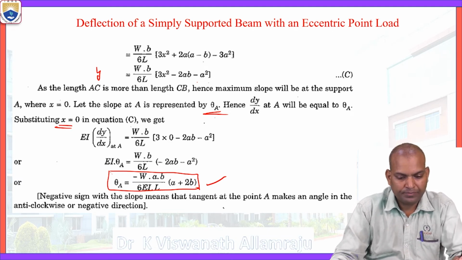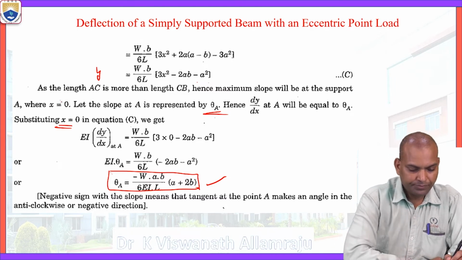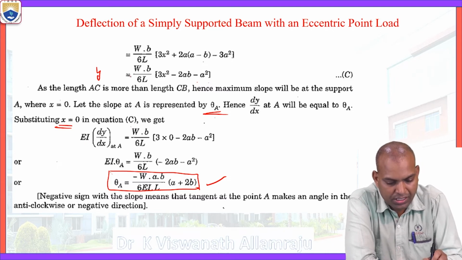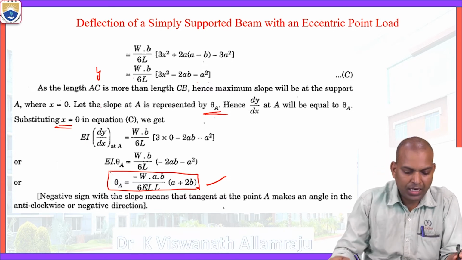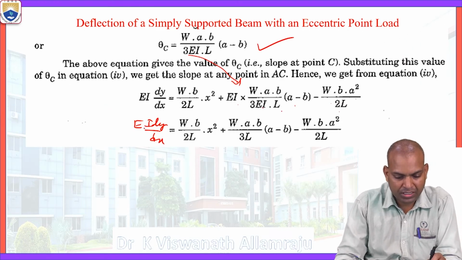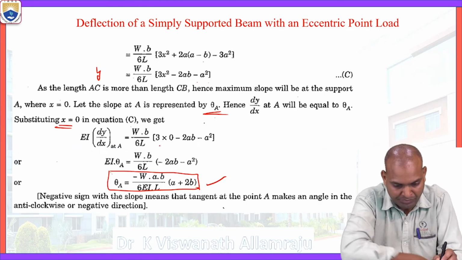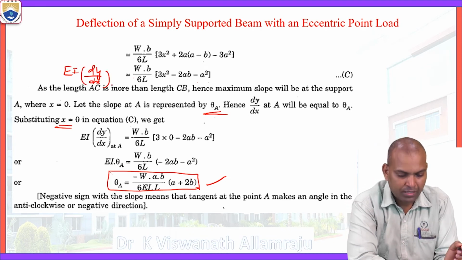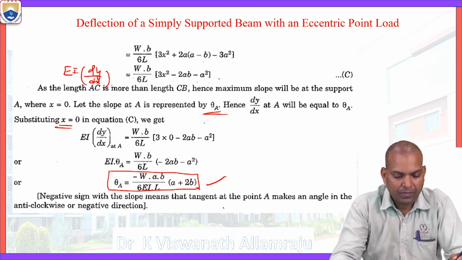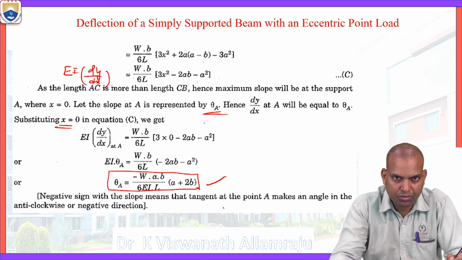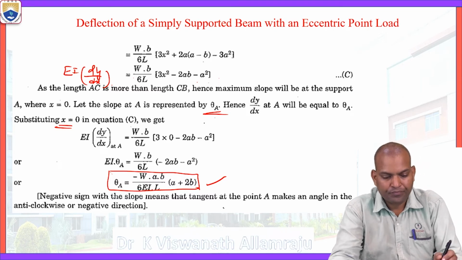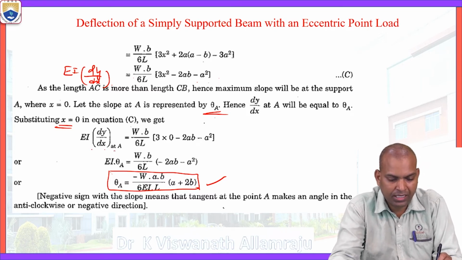How did we get it here? Again, EI, equation C is here. That is EI into dy/dx at A, that is EI into dy/dx. EI times, this is the equation. In this equation, substitute x equals 0. Why x equals 0? Because at x equals 0, the maximum slope can be obtained. That is theta A, that is EI times dy/dx at x equals A.